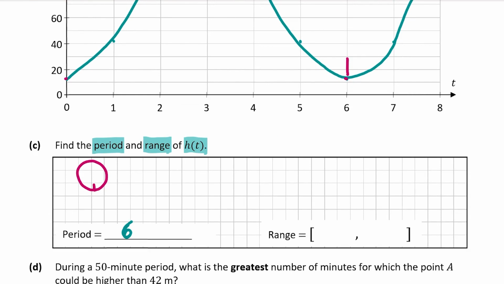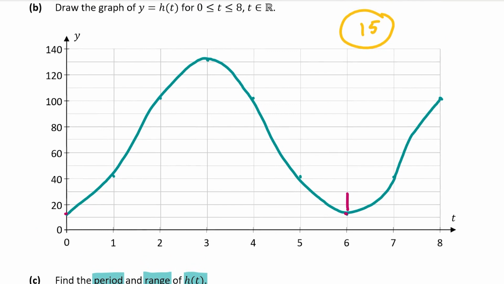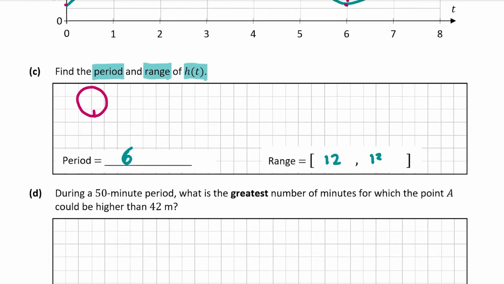Now the range is the lowest and the highest point on the graph. So let's have a look here. We know that the lowest point is 12 because A starts at 12 meters above the ground. What's the highest point? And the highest point here is 132. So the range is 12, 132. And for this question, you're going to get 5 marks.